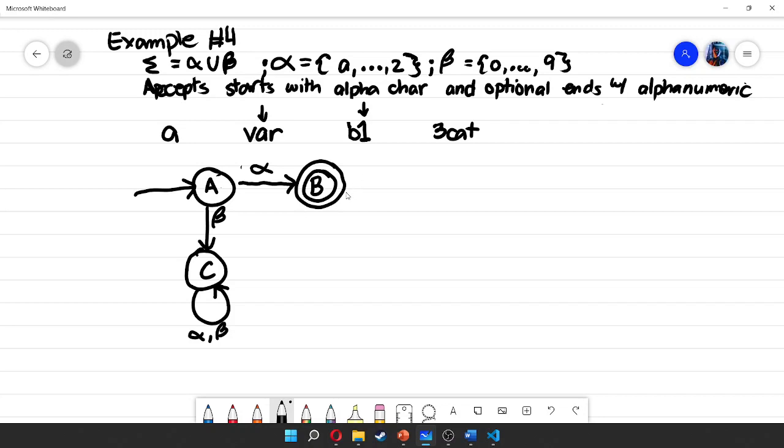So pwede na ta dire maka-loop. Alpha and then beta.